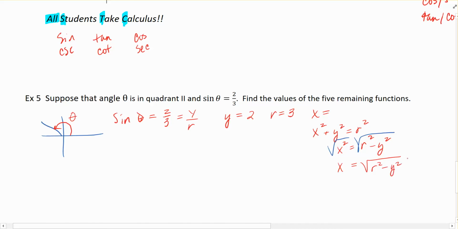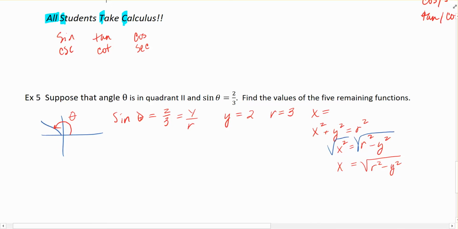Now when I take the square root, we normally have both a positive and a negative solution. So how do I know which one to use? Do I use the positive or do I use the negative? Well, that's where knowing what quadrant theta is in helps me determine what values I need for my x's, y's, and r's. So if theta is in the second quadrant, y is going to be positive, but all of my x values are going to be negative. So we're going to take the negative value of this.